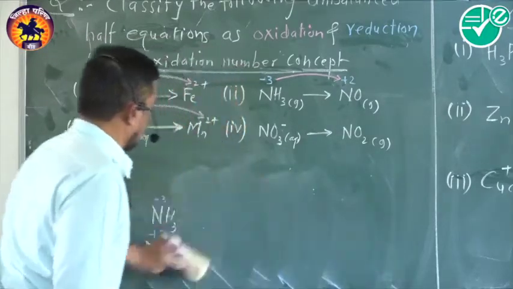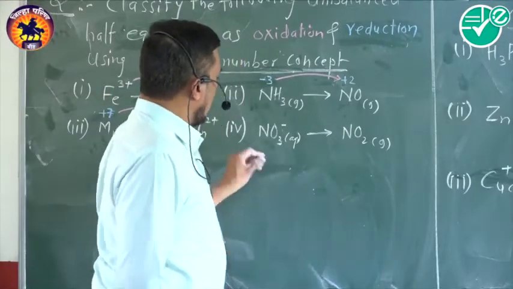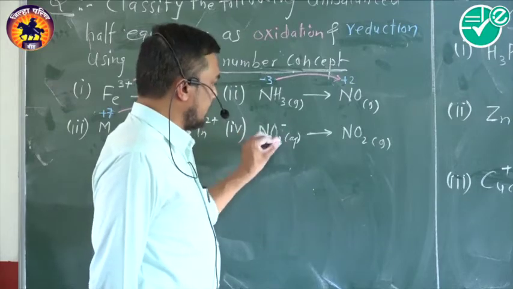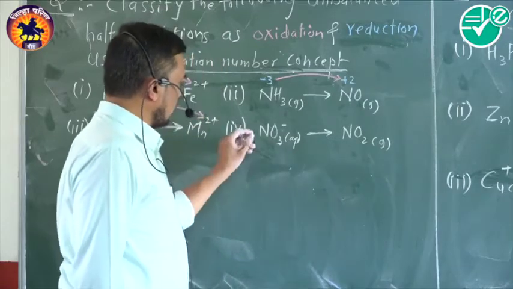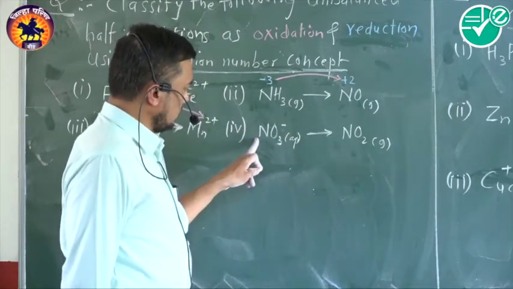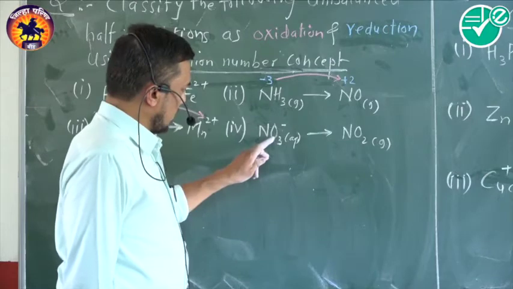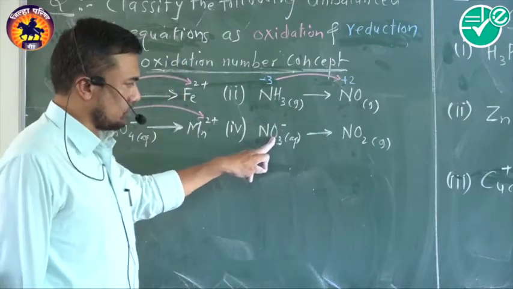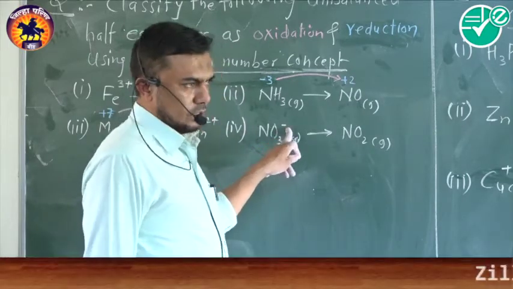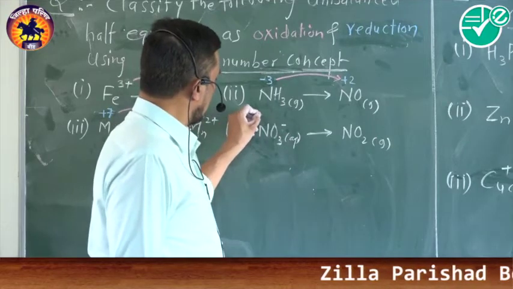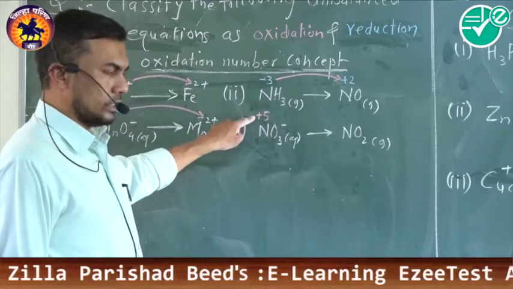Similarly, the fourth process, where NO3- nitrate ion changes to nitrogen dioxide gas. We have to calculate the oxidation state of nitrogen in this case as well as in the other. Now the net charge is -1, and the oxidation number of oxygen is -2, so 3 oxygen will become -6. Remove 1 minus, it becomes -5. So the oxidation number of nitrogen is +5.